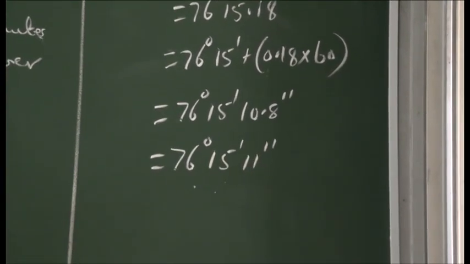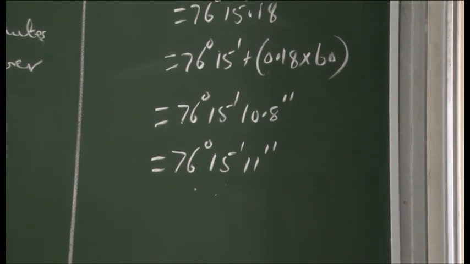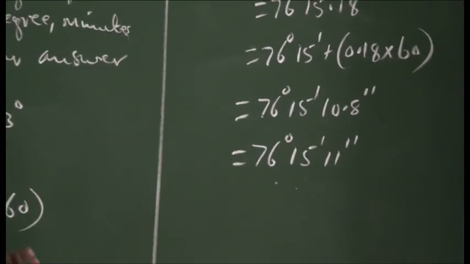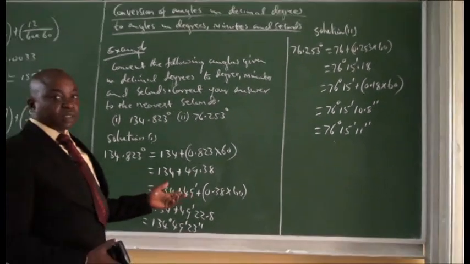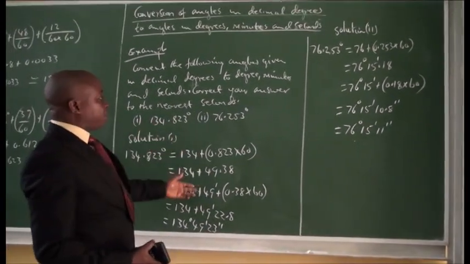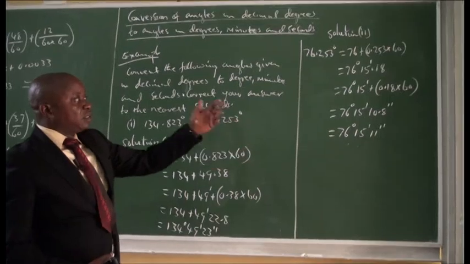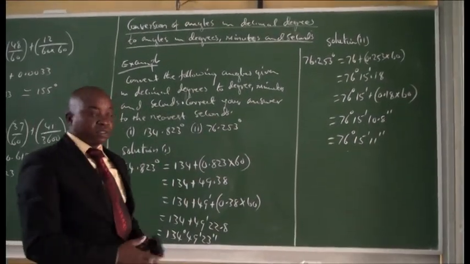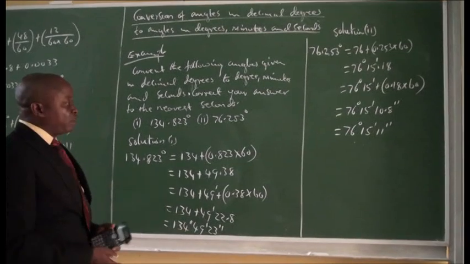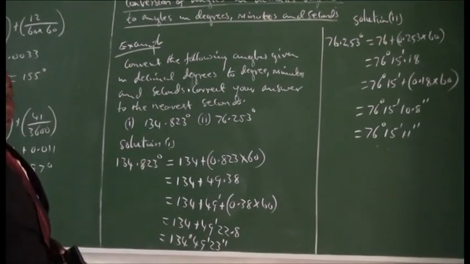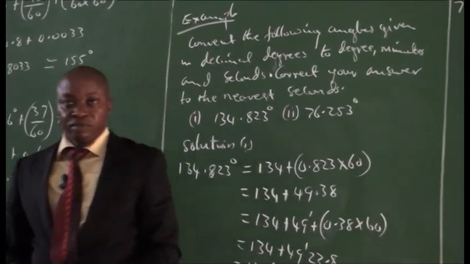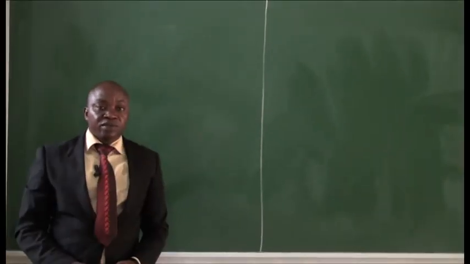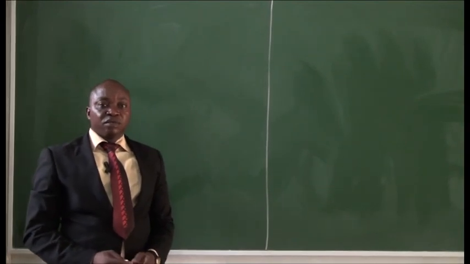So this is how we convert angles from degrees, minutes, seconds to decimal degrees. We can also convert from decimal degrees, like what we have done, to degrees, minutes, and seconds. All these are measurements of angle. All right, so we'll look at the next subtopic. In this section, we are going to look at quadrants.